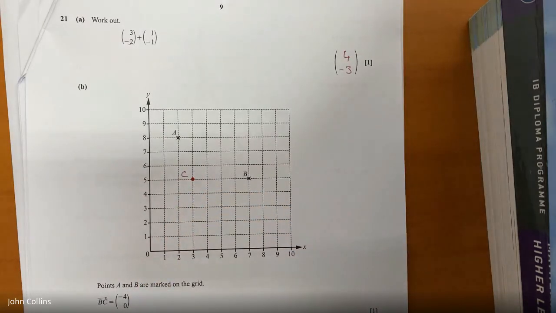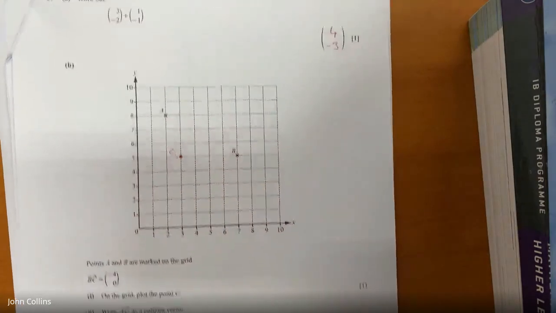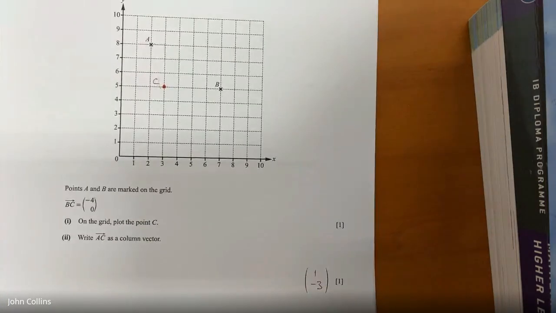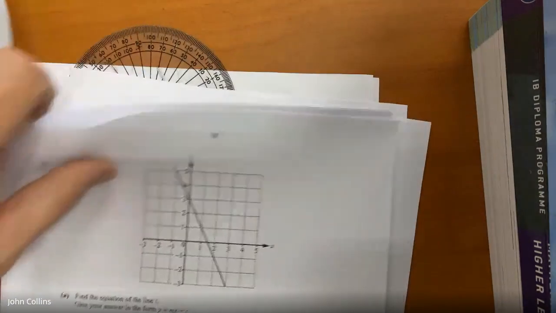Now, write from A to C as a column vector. In other words, what's the translation from A to C? Goes right 1, down 3. So 1, minus 3. Yeah, so that's just a pure vectors question, which are based off translations. Okie doke. Nearly done.